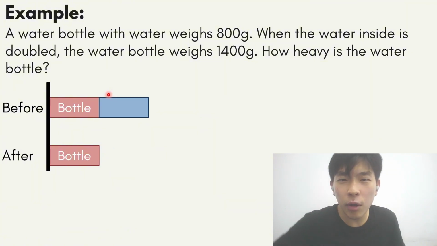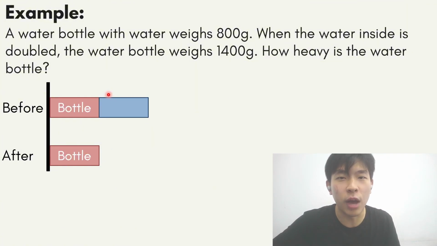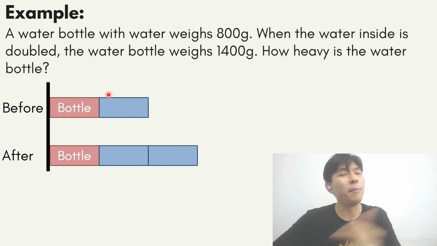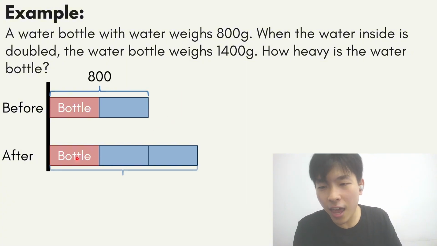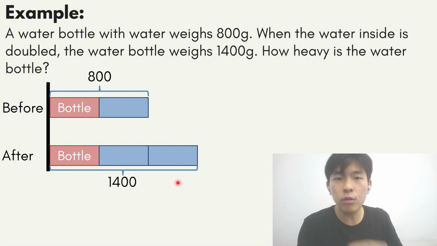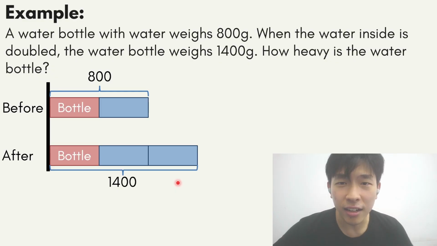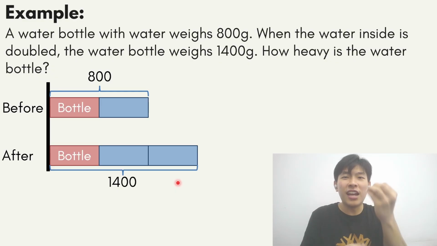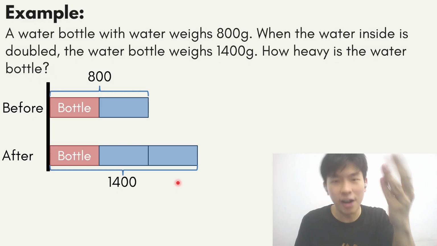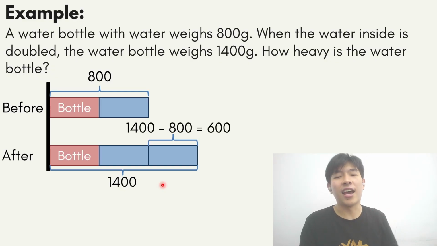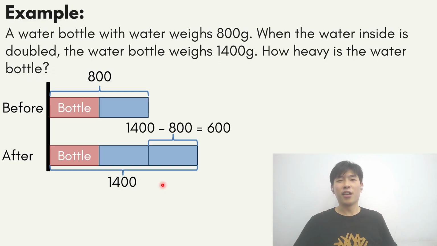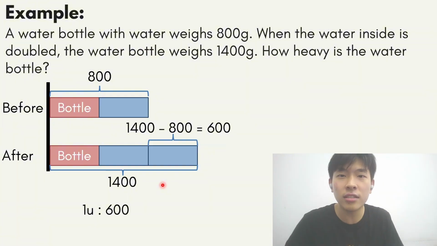But now what happens to the water's weight? Yes, it is double. So how many units do I draw? Draw 2 units, amazing. And I know that here, this whole thing will be equal to 800. And this 3 will be equal to 1,400. So what can I find here? Yes, for those of you who said I can find the difference, you are perfect. We can find this difference here to be 1,400 minus 800, which is 600. So which means that I found that 1 unit is 600.